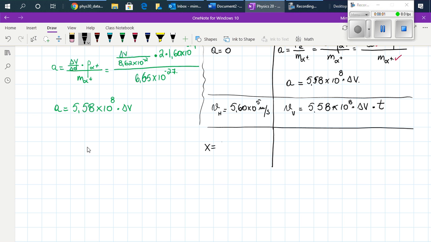So x will be 5.60 times 10 to the power of 5 times time. And y will be 1/2 times 5.58 times 10 to the power of 8 times delta V. That is the acceleration, this expression here, times time squared. Don't forget to square it. It's a very common mistake that students make.